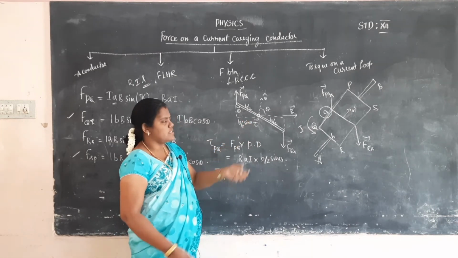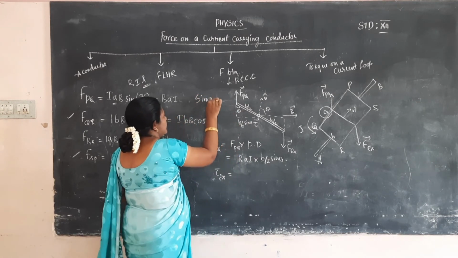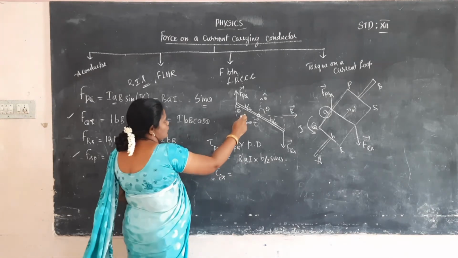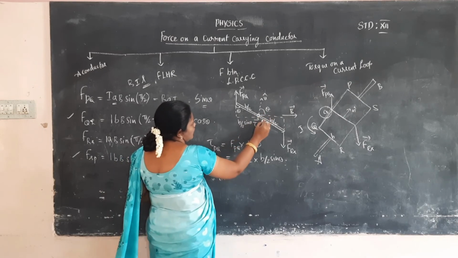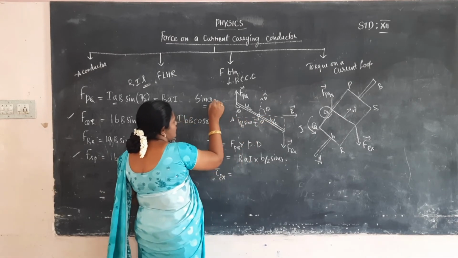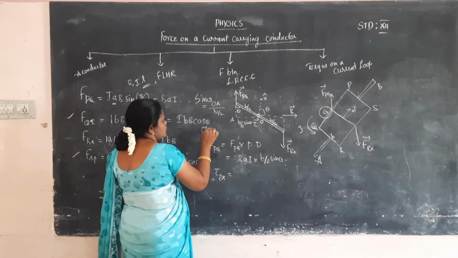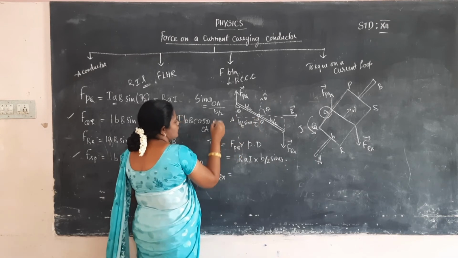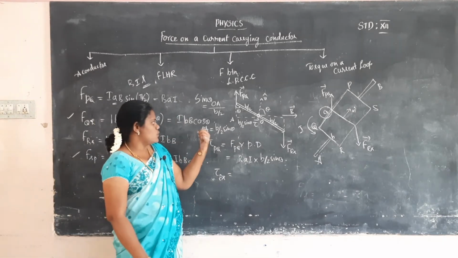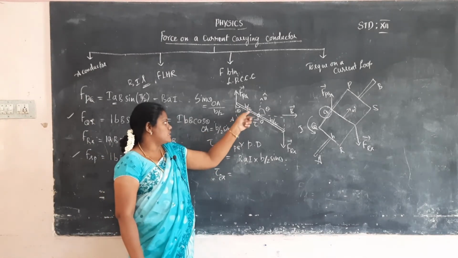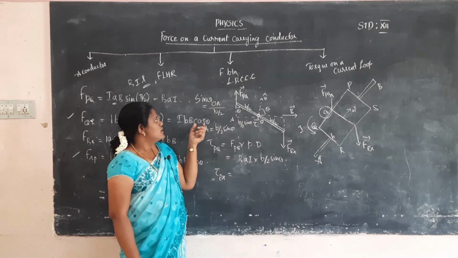How will you calculate the perpendicular distance? Angle theta is there, so we use sin theta. Sin theta is equal to opposite side by hypotenuse. Clear? Opposite side we consider as O, and the other point is A. So the opposite side is OA and the hypotenuse is b by 2. Now we want OA only, which is the perpendicular distance. OA is equal to b by 2 sin theta. So the perpendicular distance is the hypotenuse into sin theta, that is, b by 2 into sin theta.